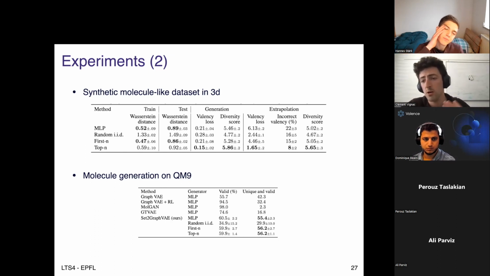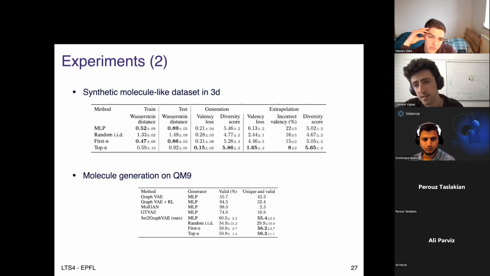Finally, because all of these are set generation tasks, I wanted to have a graph generation task using the principles that I told you about: first, generate a set and then use a set to graph function. Of course, it's trained end to end. It's not a two-stage process. So I have a small experiment on QM9. In this case, you can see that this strategy is effective overall, using a set to graph function after set generation.